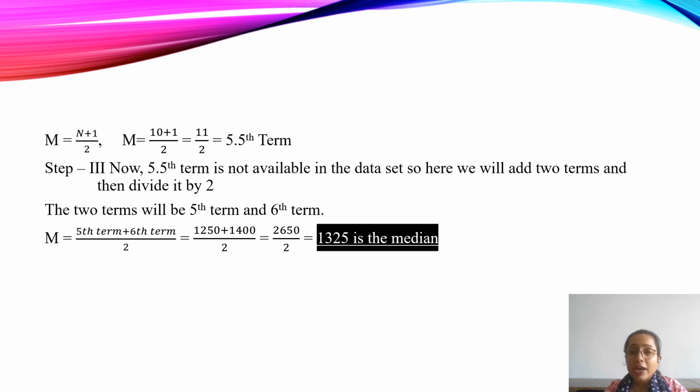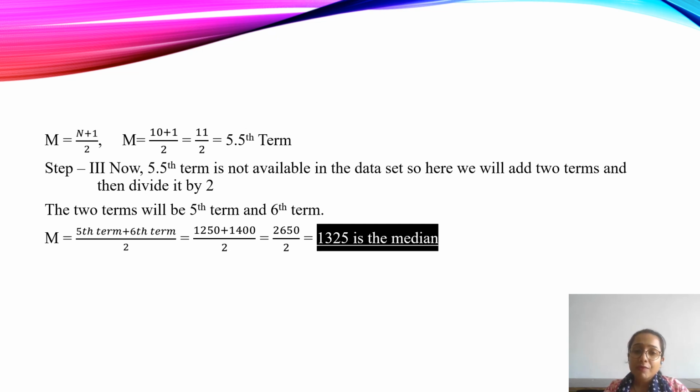After getting the answer in decimal, the 5.5th term is not available in the data set. So you have to check between which two natural numbers this decimal term will come. Like 5.5, it will definitely come between 5 and 6. So we will add both terms, fifth term plus sixth term, and divide by 2. Then you will get your median.